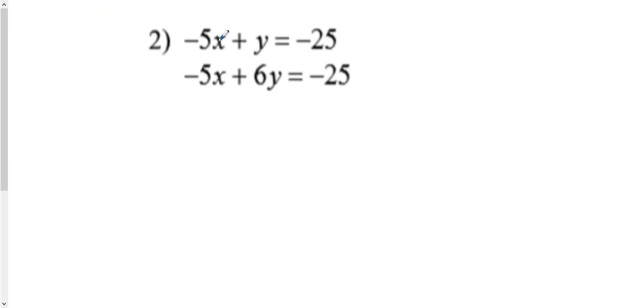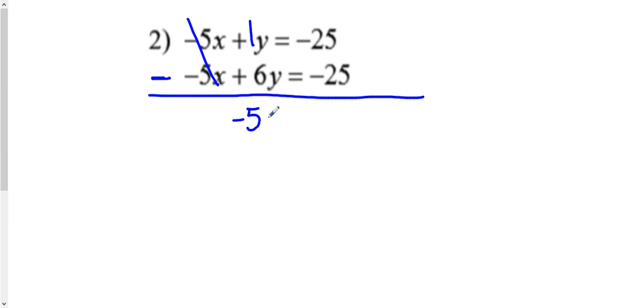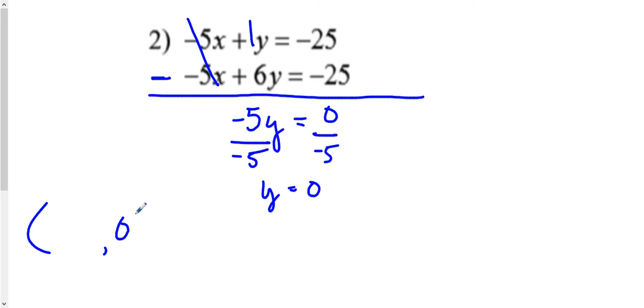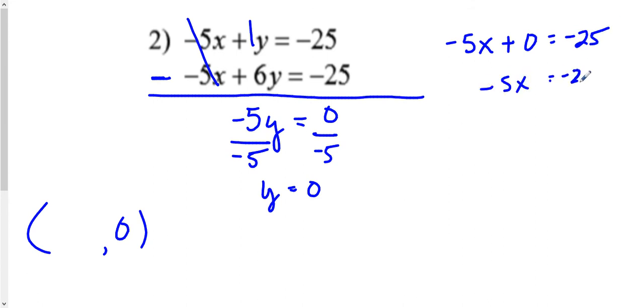We have a negative 5x and a negative 5x. If we subtract these two equations, that will zero out. Negative 5x minus a negative 5x is 0. 1y minus 6y is minus 5y. Negative 25 minus a negative 25 is 0. So y is equal to 0. So what is x? x is 5.